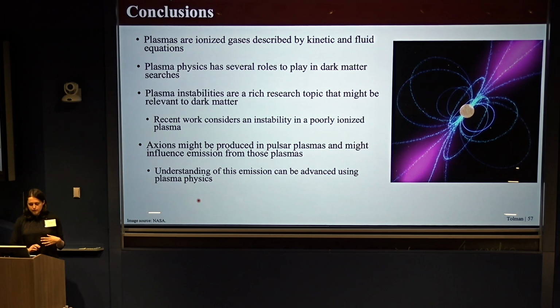Then we've discussed the second way that plasma physics is relevant to dark matter searches. And this is that axions might be produced in pulsar plasmas and might influence emission from those plasmas. To understand this emission, which might one day set the stage for understanding the effects that axions could have on this emission, we can use techniques that are well developed in plasma physics and apply them to this emission. So thank you very much for your attention, and I'm happy to take questions.